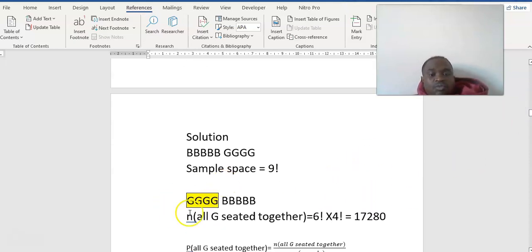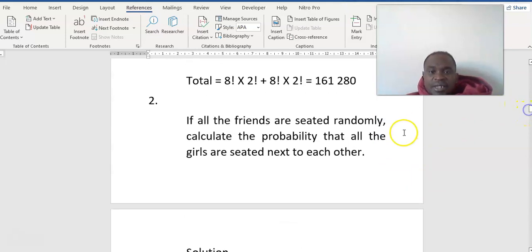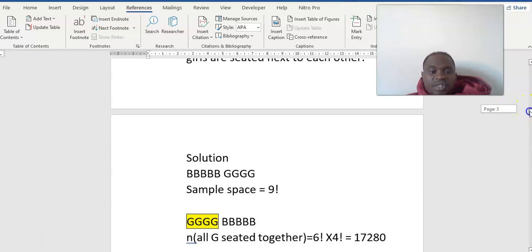Okay, now this one, we are going to have all the 4 girls sitting together, because the question says the girls are seated together. Girls are seated next to each other. So all the girls seated together. A boy may come in front and all the girls may sit together. 2 boys may come in front and all the girls may sit together like that. But I've only brought one position and I'm going to work on that position to get the answer.